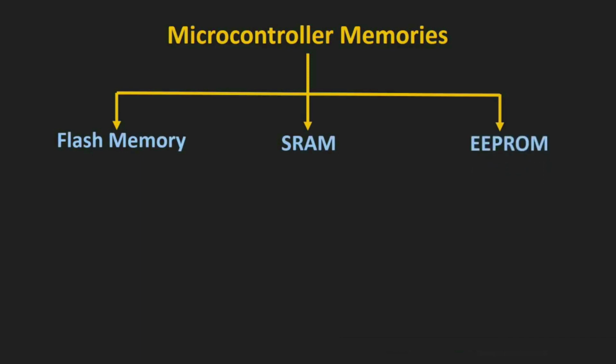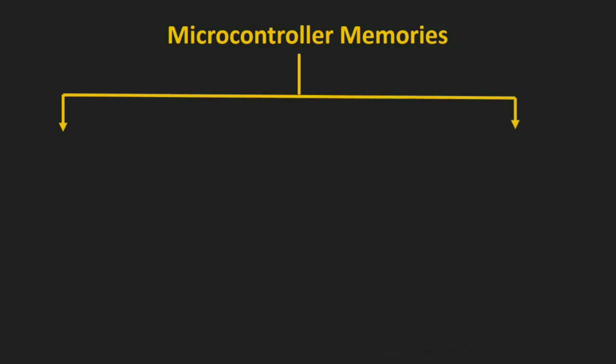Now, some of you might have a question in your mind: which memory is used as program memory and which memory is used as data memory? Let's find out in this video what is the purpose of all three memories, and which memory is used as program memory and which as data memory. As I said earlier, the microcontroller has two types of memory. The one is program memory and the second is data memory.